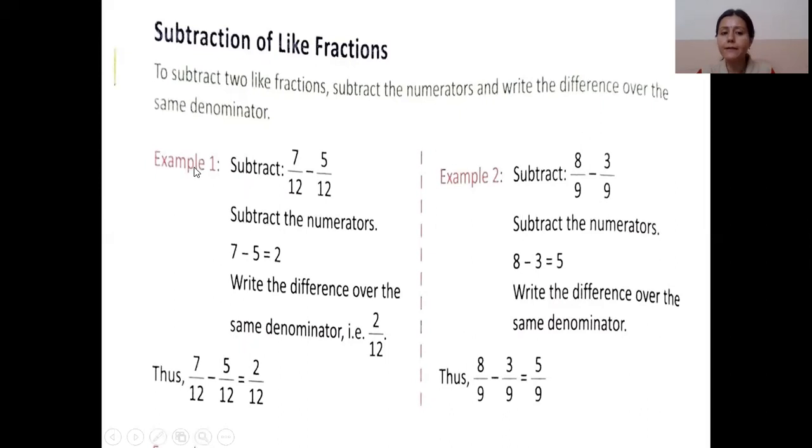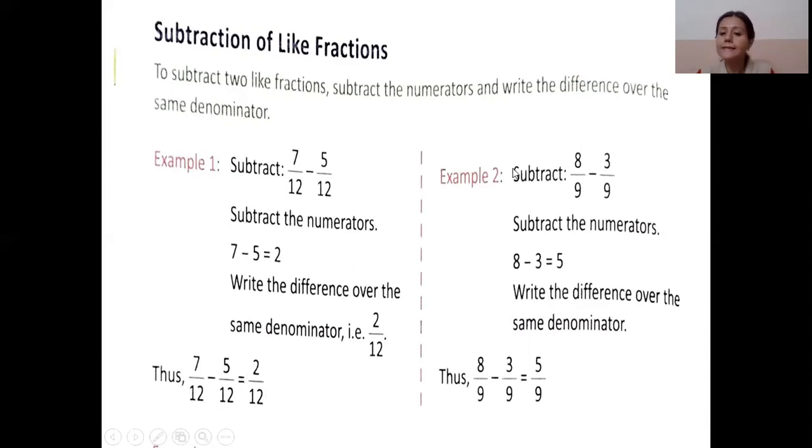Look at this example. It is given, subtract 7 upon 12 minus 5 upon 12. Children, we'll subtract only the numerators. Your numerators are 7 minus 5. 7 minus 5 is 2. Write the difference over the same denominator. So your answer will become 2 upon 12. The denominator will remain the same, children. 7 minus 5 is 2. So the answer will be 2 upon 12.